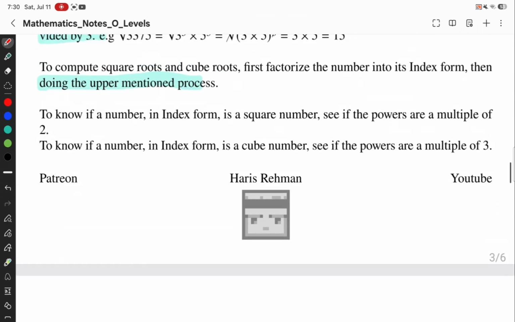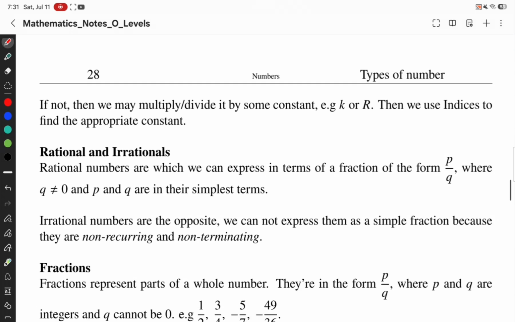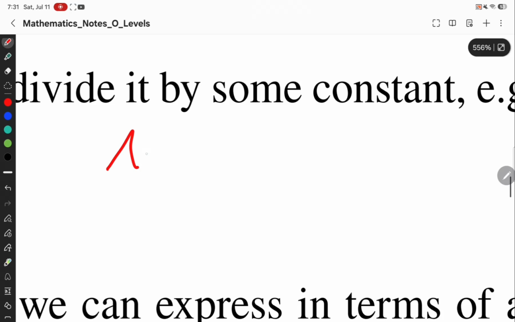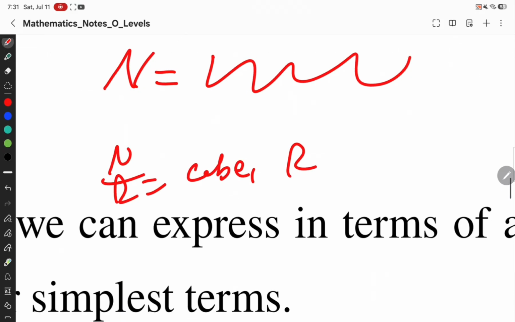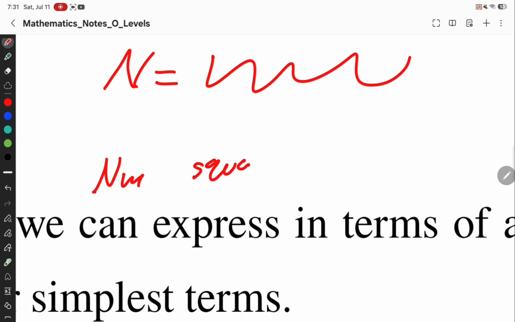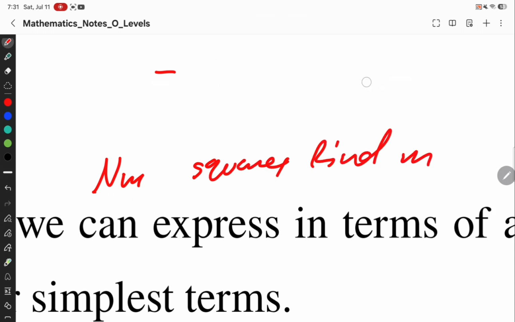Now, questions in paper 2, and in paper 1 sometimes, will say something like, n is a prime factorization, n over r is something like a cube, find r, or n times m is a square, find m.